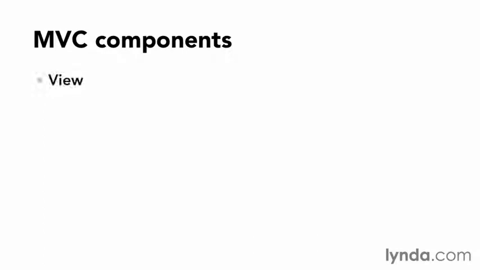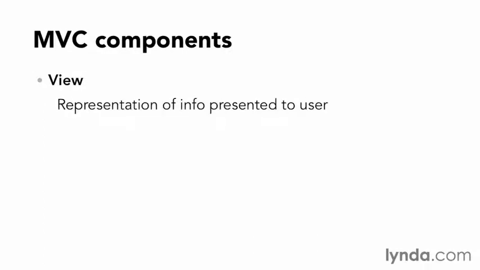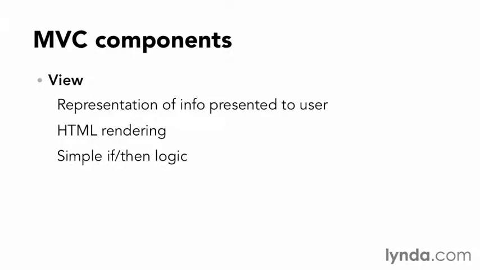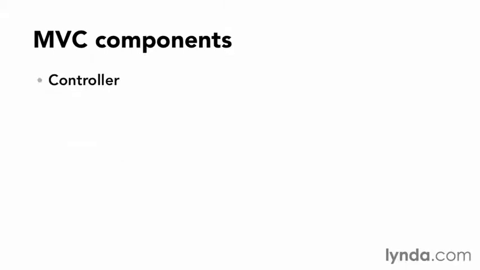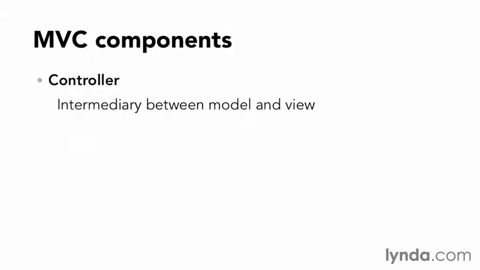Next is the view, which is a representation of the information that's presented to the user. The view is where all HTML rendering takes place. The most program logic that's in a view is a really simple if-then, like if something exists, then display it. Anything that takes more logic than that, like deciding what to do based on user input, is delegated to the controller, which serves as kind of an intermediary between the model and the view.